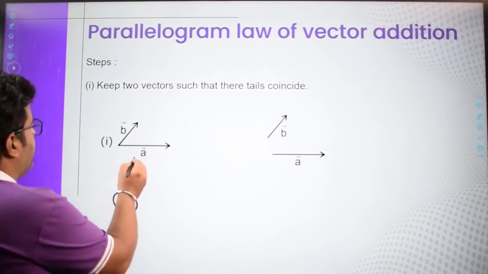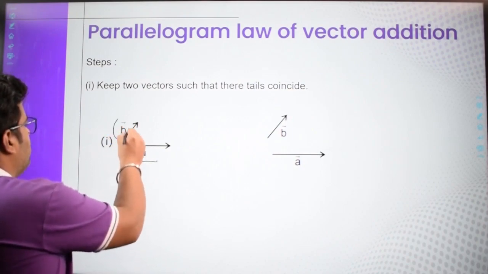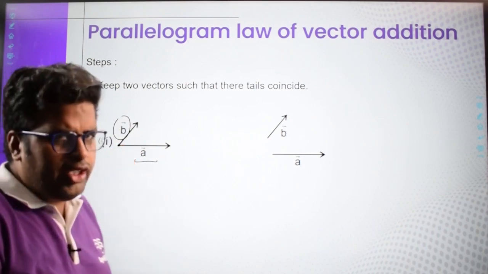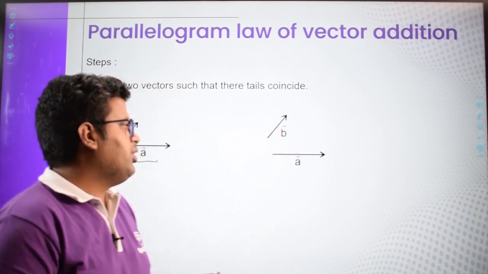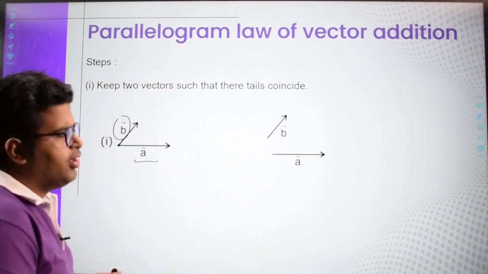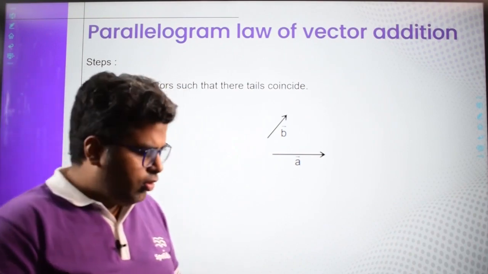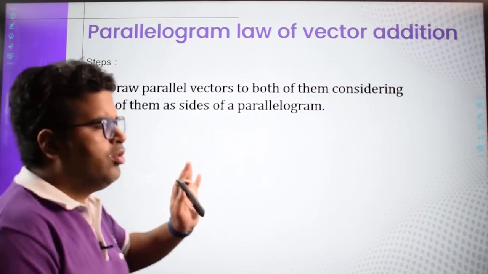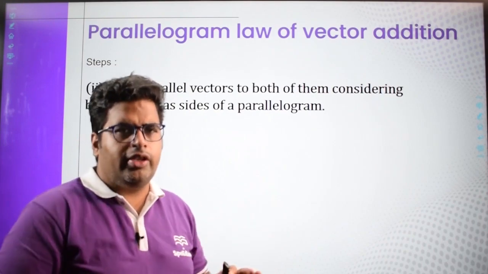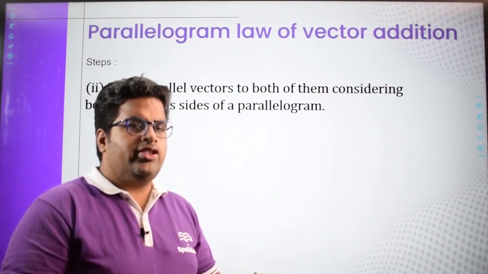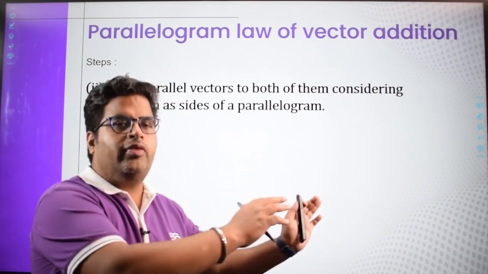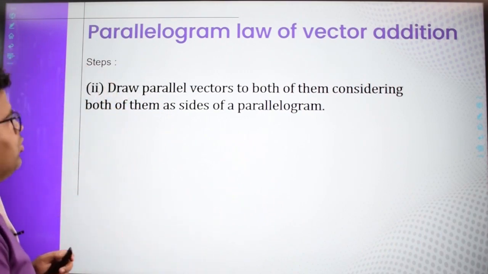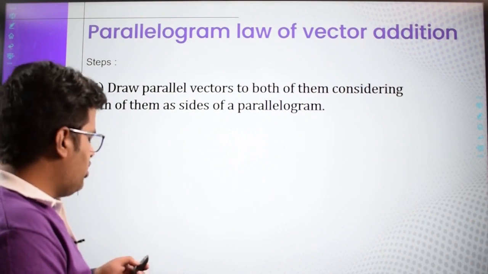Suppose this is your A vector, as you can see, and this is your B vector. Now you can see that their tails are coinciding, right? So you have taken two vectors, A vector and B vector, and you have kept them in such a way that their tails are coinciding. Now we have to draw parallel vectors to both of them. We draw one vector which is parallel to A vector and another vector which is parallel to B vector, so that it forms a parallelogram.